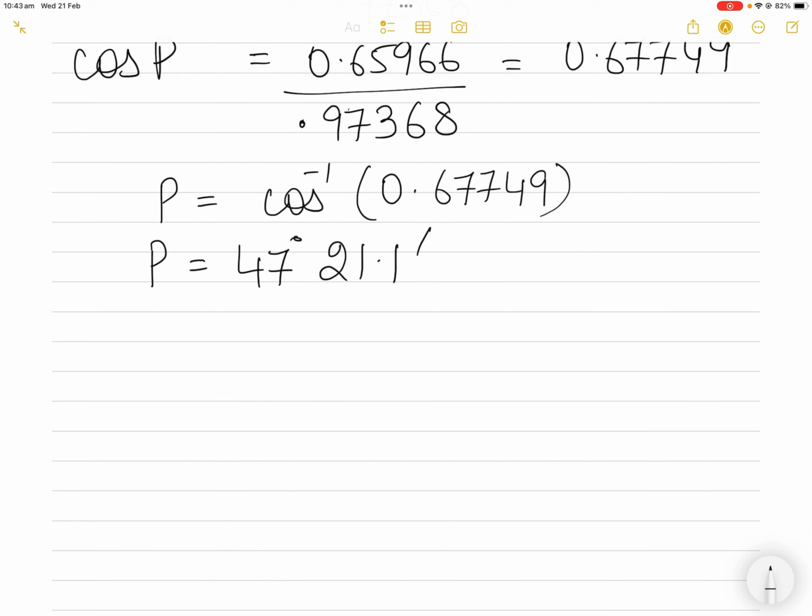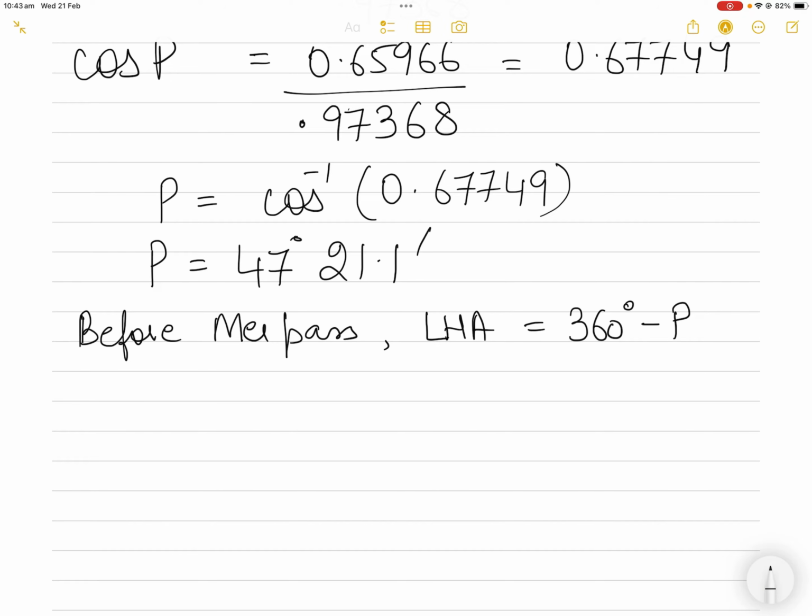Now, let me explain what is given in the books. In the books, what is given is that if it is before meridian passage, then LHA will be equal to 360 degrees minus P. So in this case, of course, we have to first find out whether it is before meridian passage or not. If it is after meridian passage, then LHA equals P, meaning you take the same value and use it. So this is one of the ways.